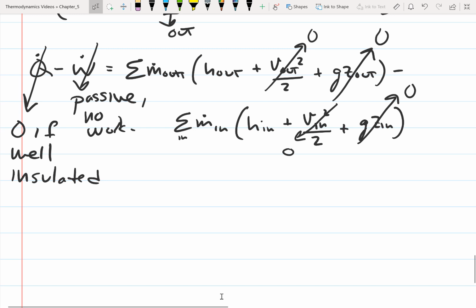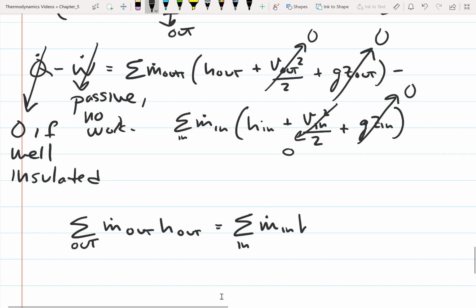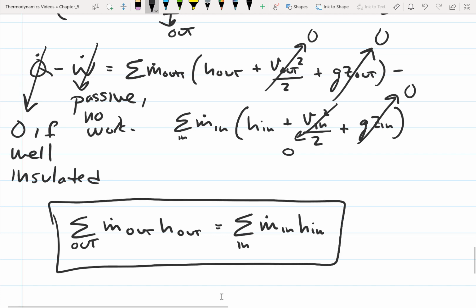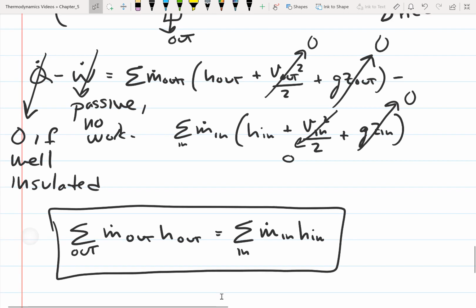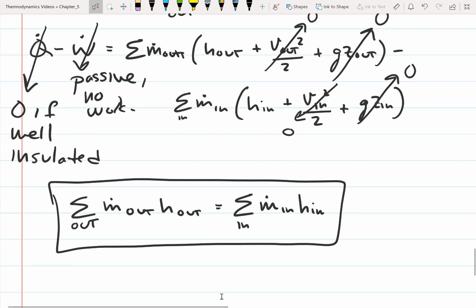This becomes the sum of our outlets, so m dot out multiplied by h out, is equal to the sum of our inlets, so m dot in multiplied by h in. So this is going to be our first law energy balance for a heat exchanger, assuming that it's well insulated and that we don't need to take into account the velocities and we don't need to take into account any elevation changes.